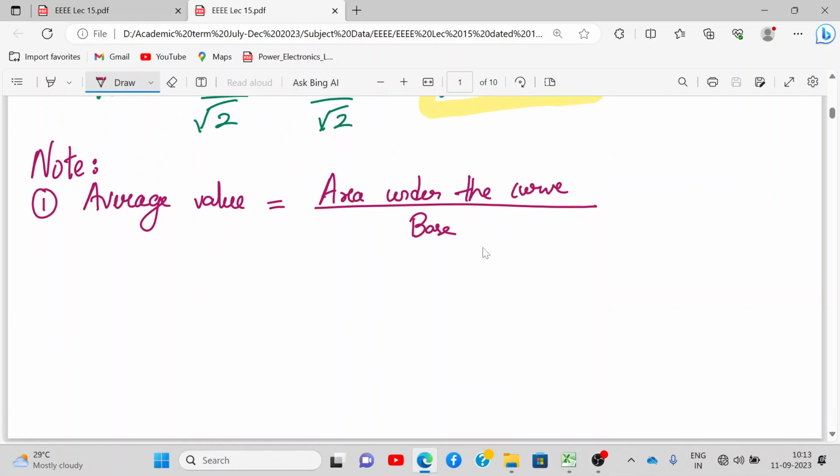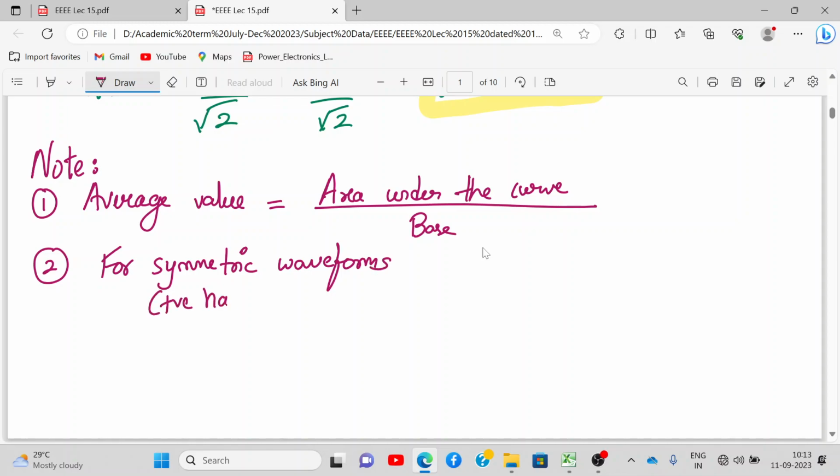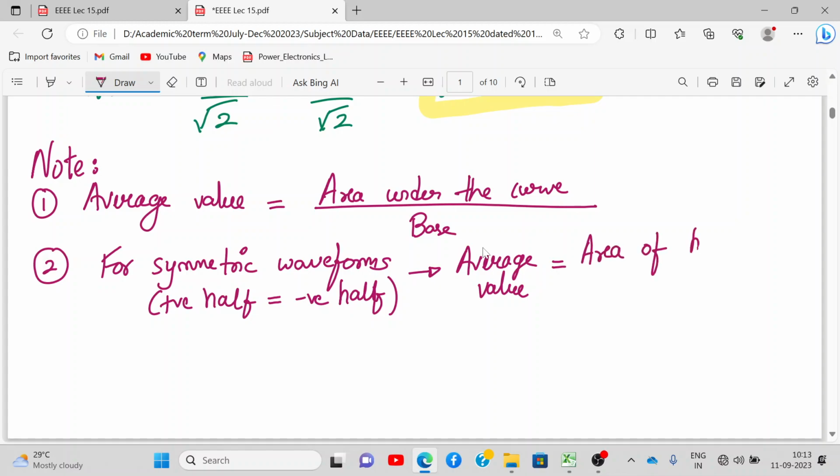Next, for symmetric waveforms, write down. What do you mean by symmetric waveforms? Those whose positive half and negative half are equal. That is a symmetric waveform. Now, its average value is given by the area of the half cycle divided by the base length of the half cycle.